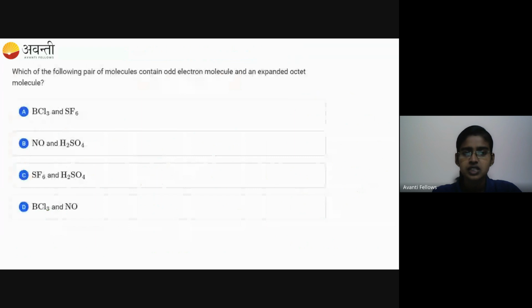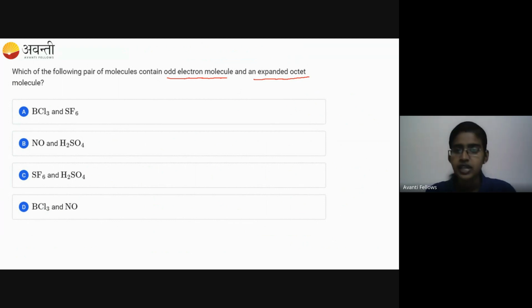Now we will see one previous year question of JEE Mains from this topic. So which is there on your screen. Which of the following pair of molecules contain odd electron molecule and an expanded octet molecule? Can anyone give me the answer for this? Very easy, right? Which of the following pair contain odd electron and expanded octet molecule? The first compound should be an odd electron molecule and the second should be an expanded octet molecule. Find out the answer fast. Just now we have studied, no?